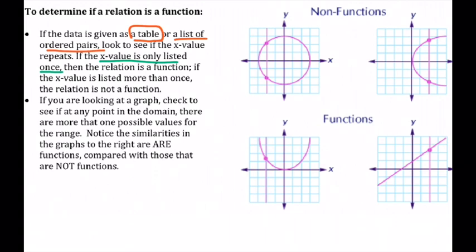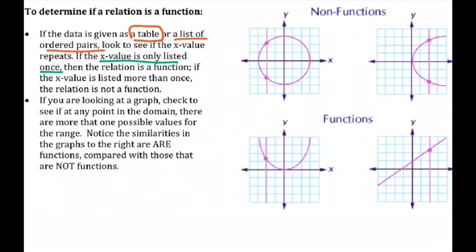So we'll see some examples of that in just a second, but it has to do with how many times the x value is listed in the table or in the list of ordered pairs. If you are looking at a graph, which is what we see over here to the right, you're going to check to see if at any point in the domain, there are more than one possible values for the range.